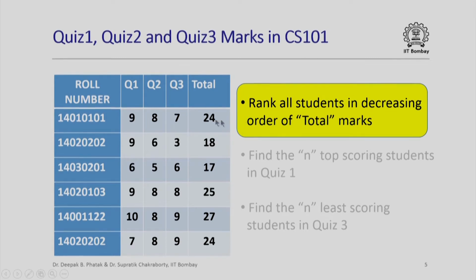One way I could do this is to inspect this total marks column of all the students and perhaps come up with some annotation saying this is the highest marks, so in decreasing order this would appear first, then this is the next highest mark, so in decreasing order this would appear next, and then we have two students who got 24, so in decreasing order both of them would be at position 3, and then we have 18 and 17.